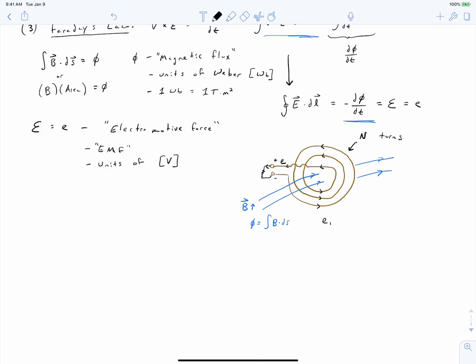The back EMF that links a single turn of this coil we'll label as E1, and that's going to be equal to negative dΦ/dt. But the back EMF that is exhibited at the terminals of this entire coil of N turns is going to be N times dΦ/dt. Now, if we're being precise about this, we'll notice that the surface area of each of the coils varies. Our later coils have a smaller surface area and then presumably link less flux.